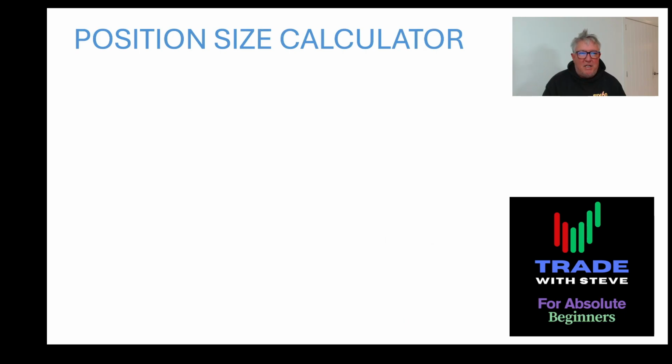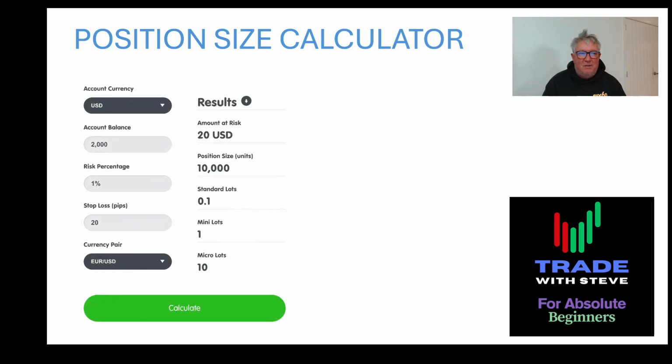So we're going to talk now about the position size calculator. How did I come up with that 0.2 lots? Well, we can go to babypips.com again, and they have a really cool tool. It's called the position size calculator. This also happens in the trading platform automatically. I'll show you that in the next video.